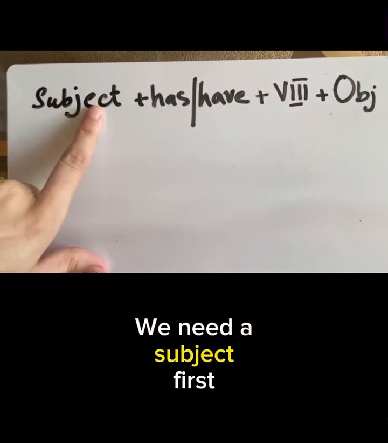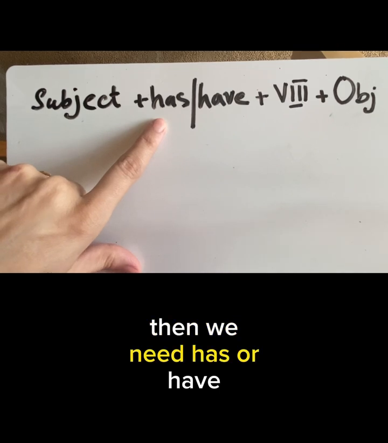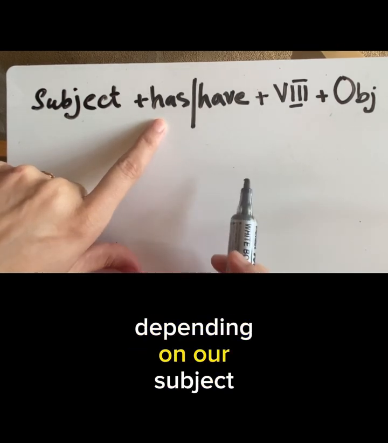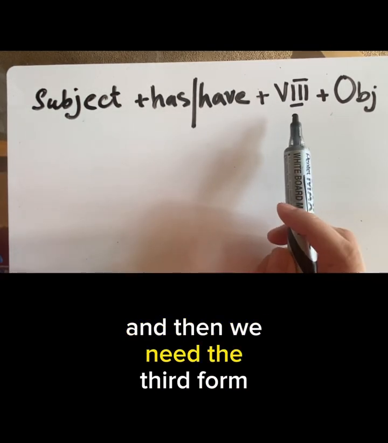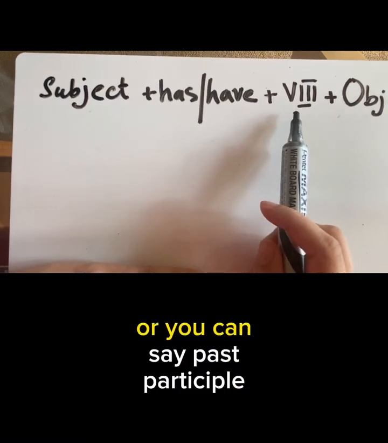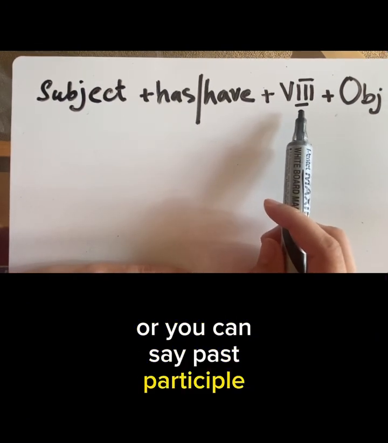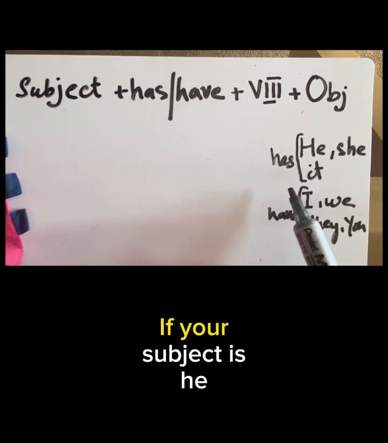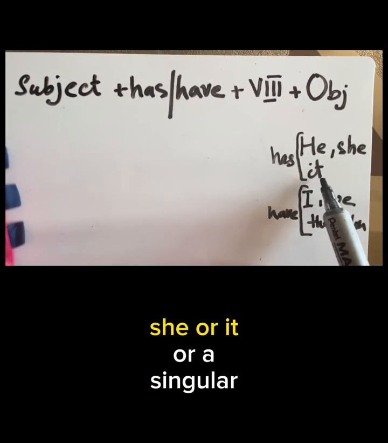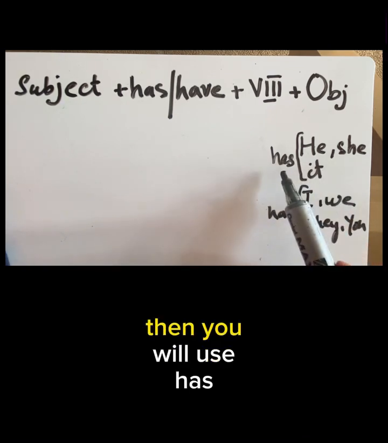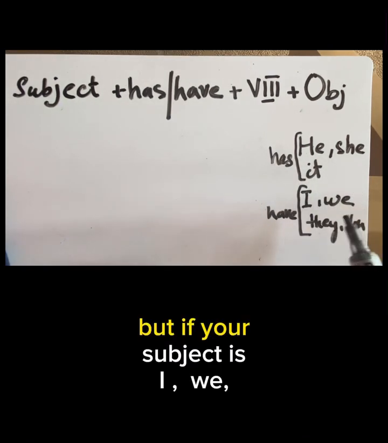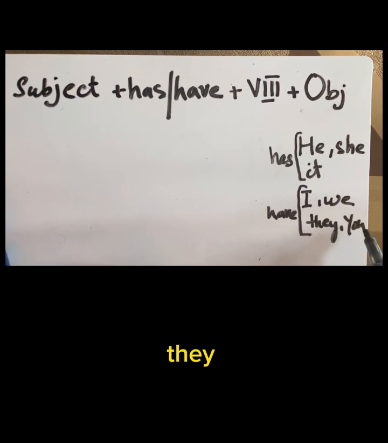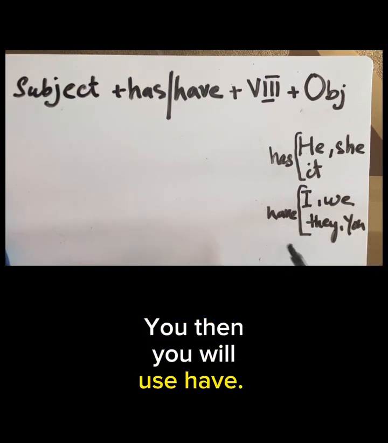We need a subject first. Then we need has or have depending on our subject. And then we need the third form of the verb, or you can say past participle. And then we need an object. If your subject is he, she, or it, or a singular name, then you will use has. But if your subject is I, we, they, you, then you will use have.